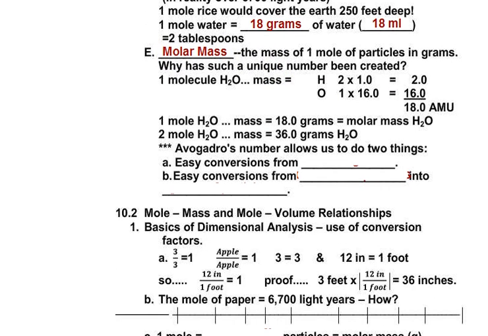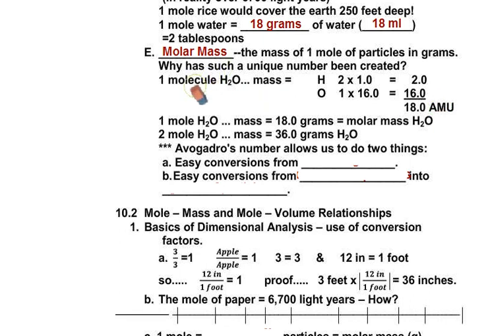The molar mass is the mass of 1 mole of particles in grams. Why has such a unique number been created? Well, here's why. 1 molecule of water has a mass of 18 atomic mass units. There's 2 hydrogens times 1.0, that equals 2.0. There's 1 oxygen at 16.0, and so you add those together and you get 18.0 atomic mass units. Now, we go from 1 molecule of water to 1 mole of water. 1 mole of water is going to have a mass of 18.0 grams instead of 18.0 atomic mass units.